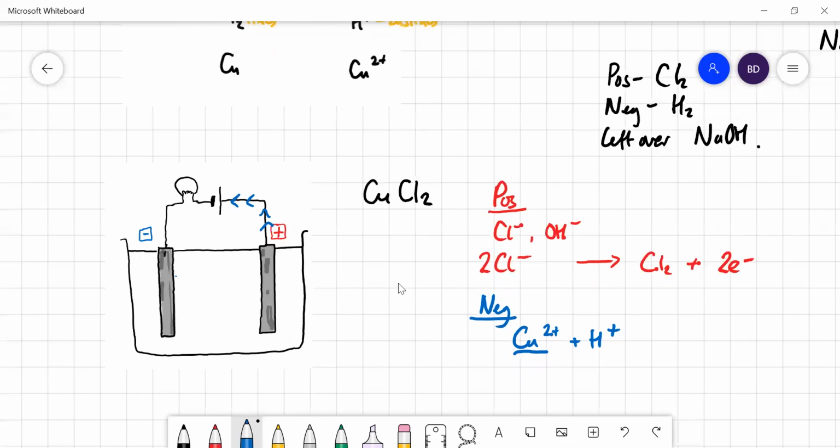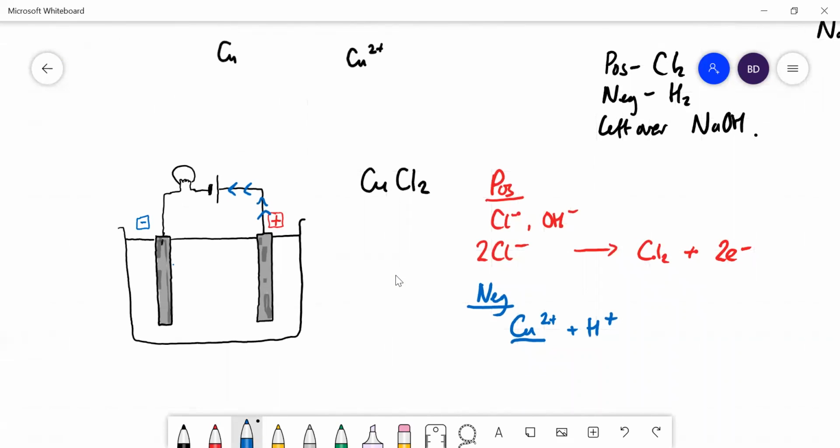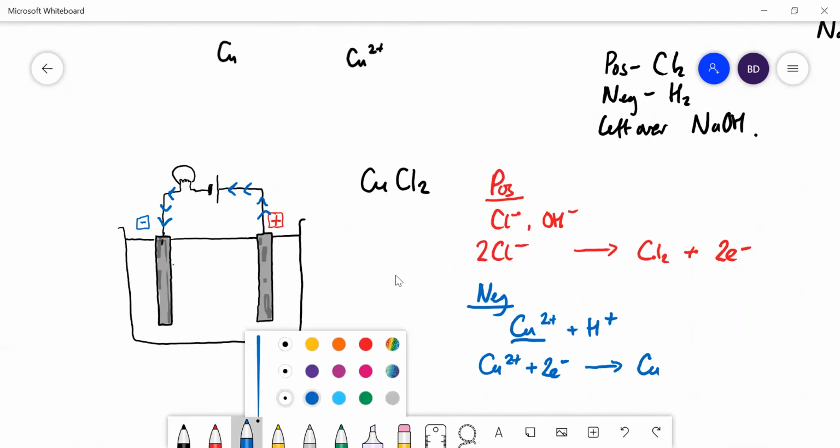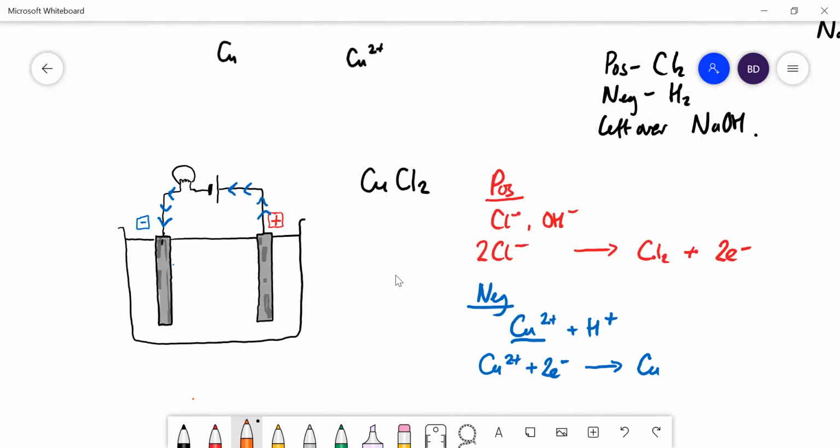So in this case, the electrons come down the wire here, and the Cu2+ ions accept 2 electrons and form copper metal, which will be deposited. Some copper metal is deposited on the graphite electrode here. So you won't get hydrogen gas there, you'll get copper. That's because copper is less reactive than hydrogen.